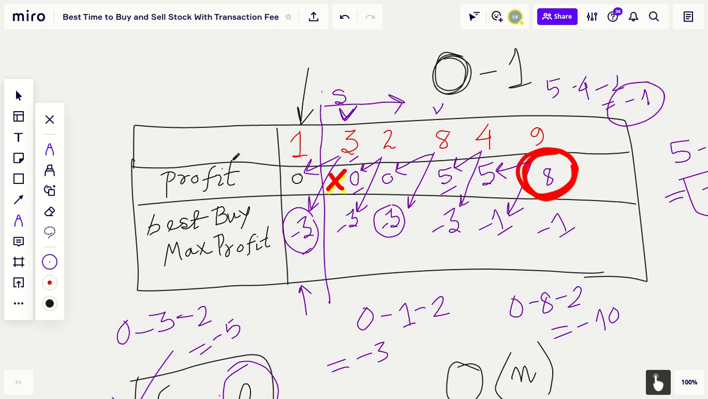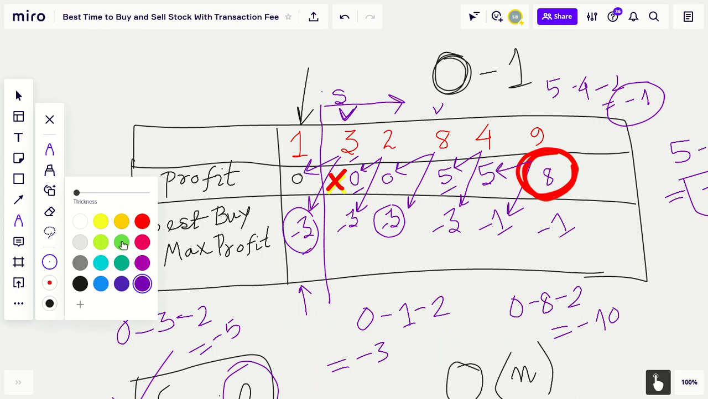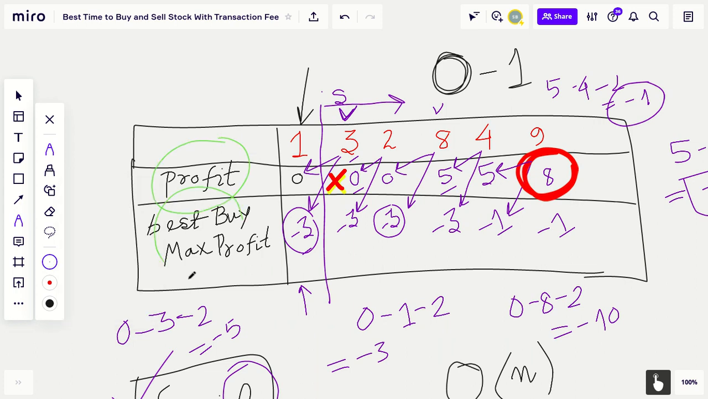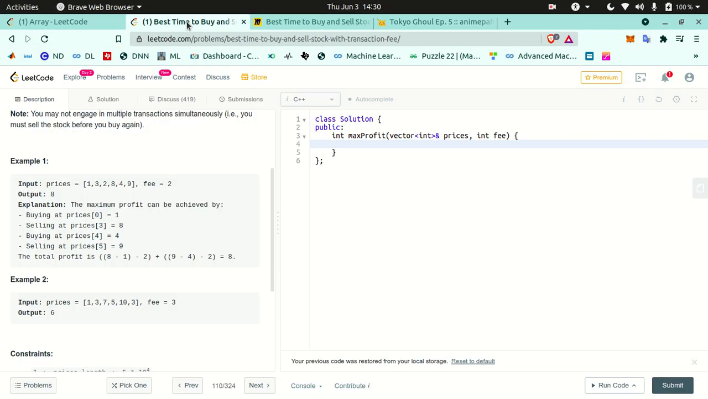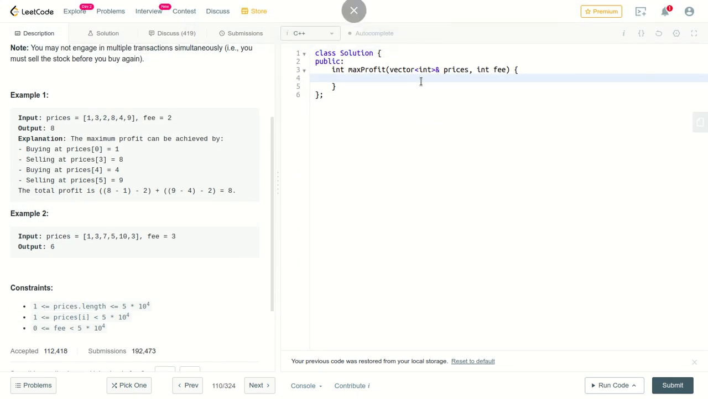We have two variables, profit and best buy max profit, and every iteration from this value onwards, so from first index onwards, we just have to manipulate these variables, and the final answer will be stored at this profit. So let's see this thing in action. Let's go full screen as well.